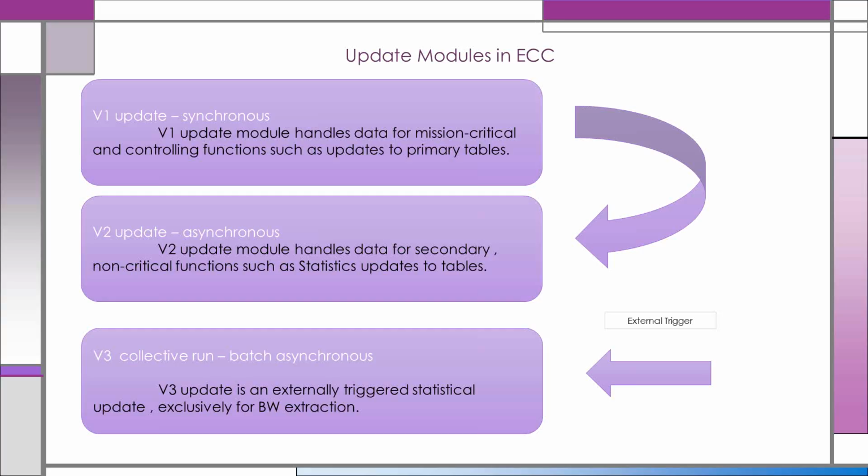So whenever somebody asks you what the three different modules available are, you would start by saying that V1 update is synchronized, only used to update the primary tables. V2 is asynchronous, used to update the secondary tables or non-critical functions such as statistical tables. And V3 is a collective run, which is trigger based. Basically, we are stimulating a trigger from the statistical tables to bring the data into the BW extraction. So these are the three different update modules, how the data is updated in the system. V1, V2, V3.